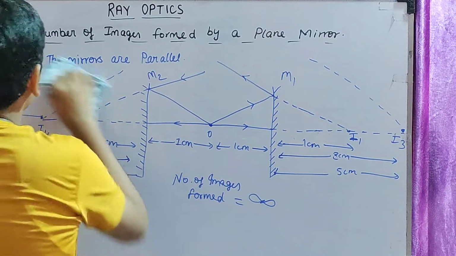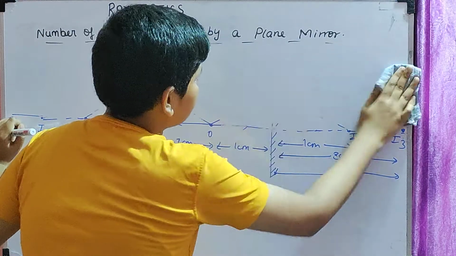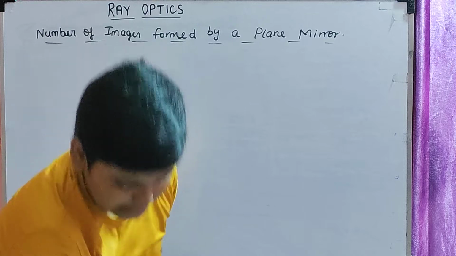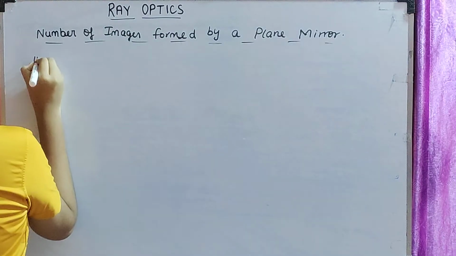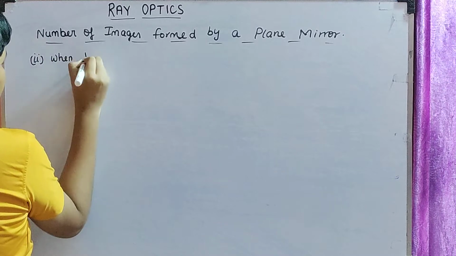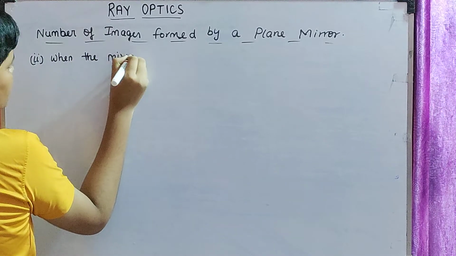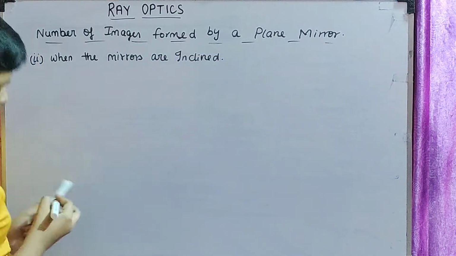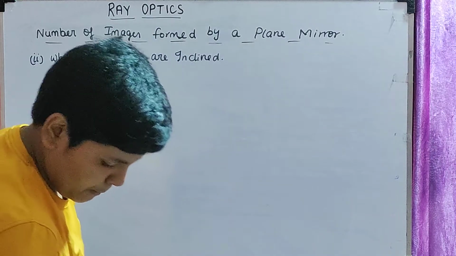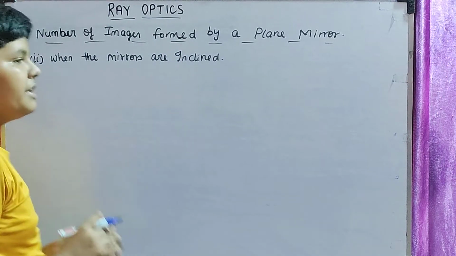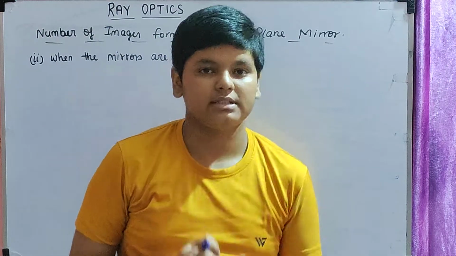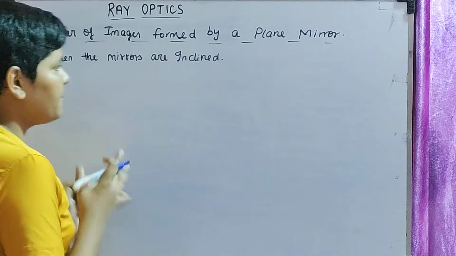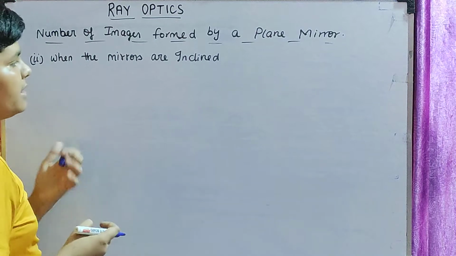Now this was case number 1. We have one more case. Now this case is a little bit interesting. Second case, when the mirrors are inclined at an angle. So when the mirrors are inclined, here we need to use one formula or one trick, we can say. This is one trick only, but the actual method is very long. So let me explain the actual method, then we will explain the trick method.